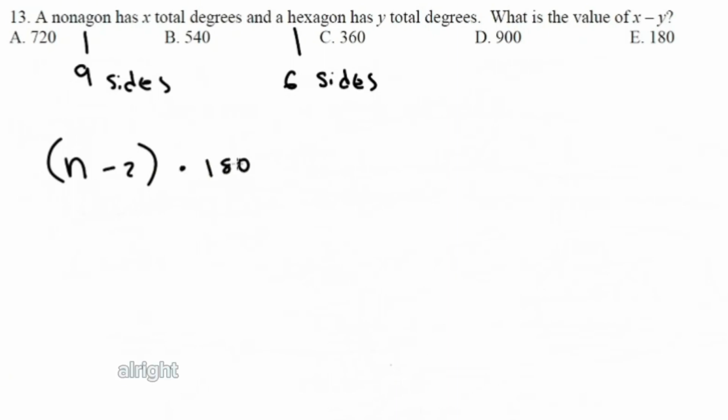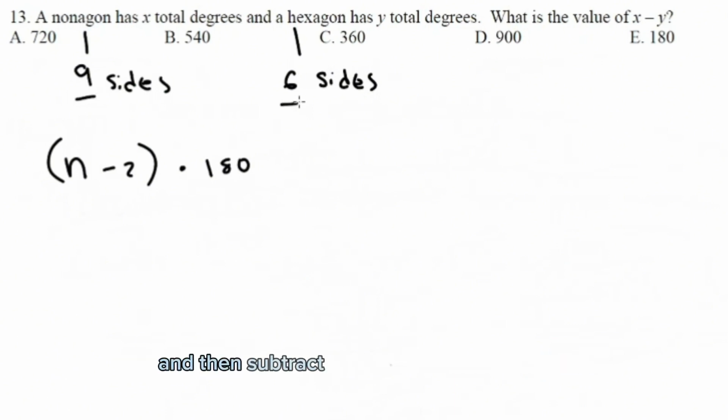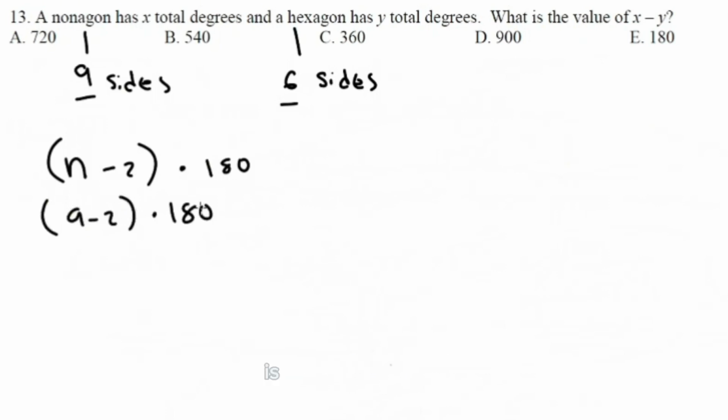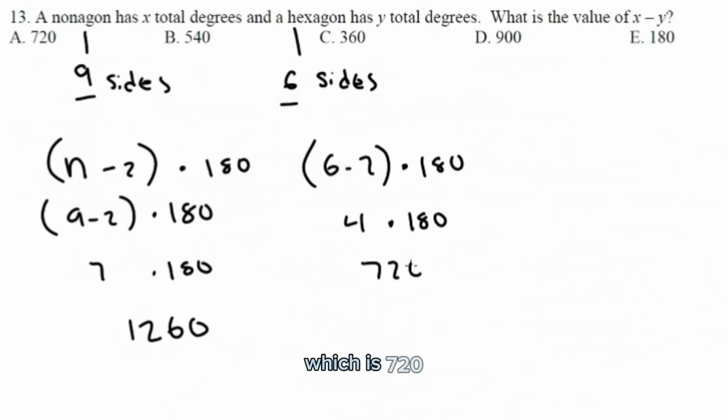Alright, so we can plug in these two numbers, 9 and 6, and then subtract the result of this equation. So first let's do 9. 9 minus 2 times 180 is just 7 times 180, which is 1,260. Next, 6 minus 2 times 180 is just 4 times 180, which is 720. Alright, now we know what x and y are. So our x is 1,260 and our y is 720.